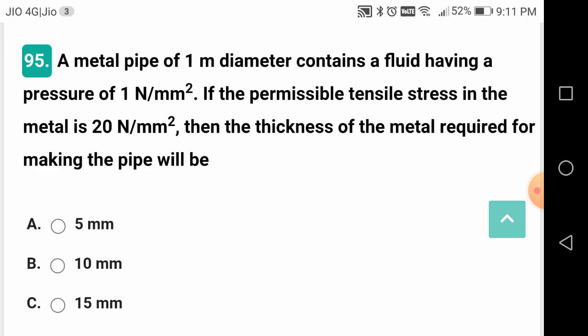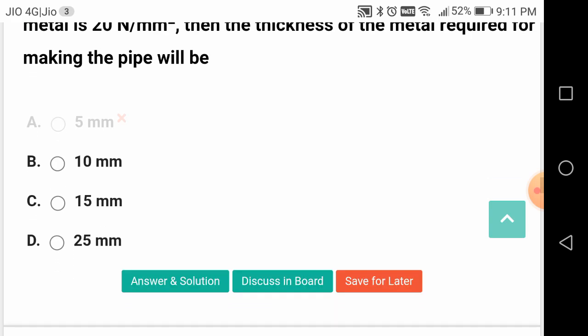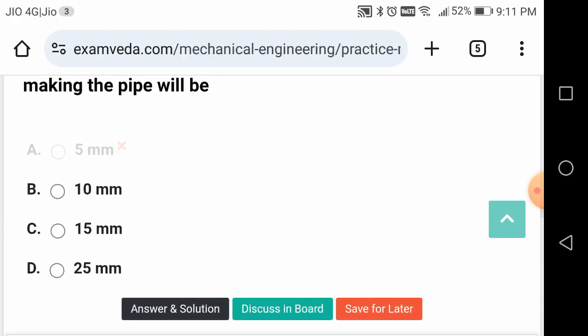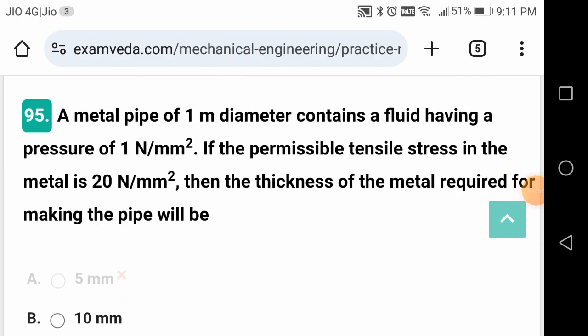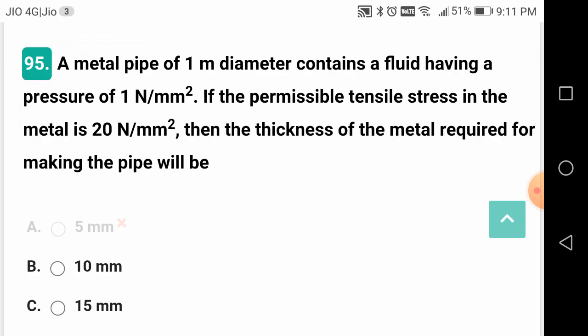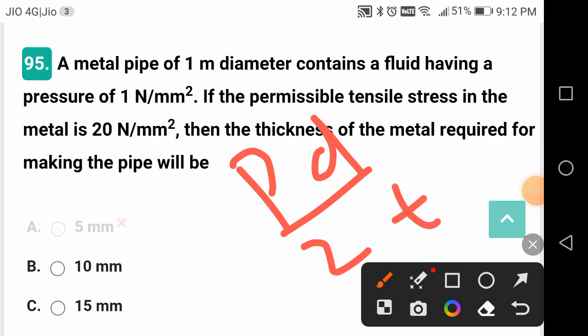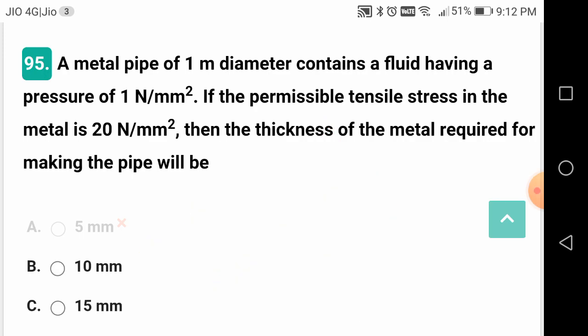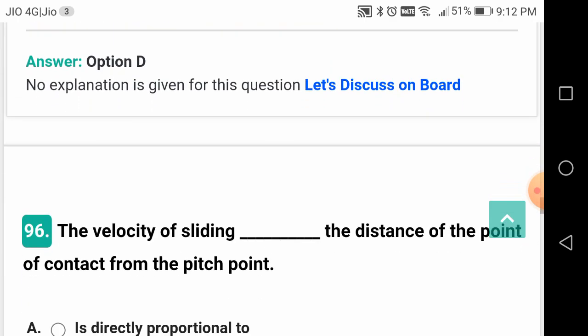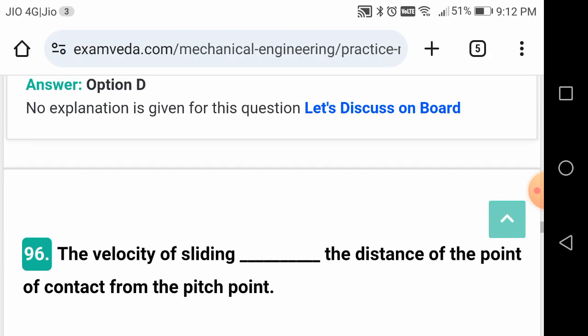A metal pipe of 1 meter diameter contains a fluid having a pressure of 1 megapascal. If the permissible tensile stress of the metal is 20 newton per mm square, then the thickness of the metal required for making the pipe is, it is D. Let us see the question. So, sigma T is PD by 2t. Substituting the parameters, you can get that particular thickness.